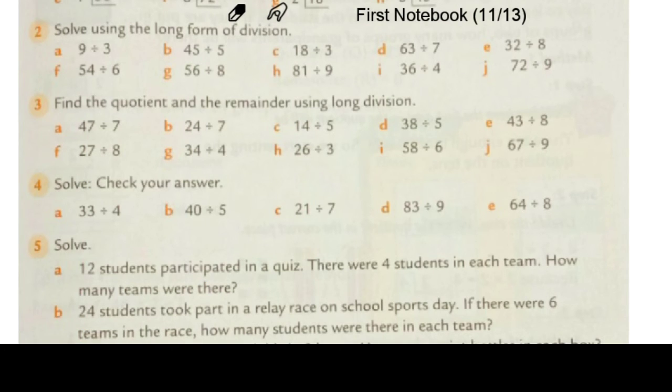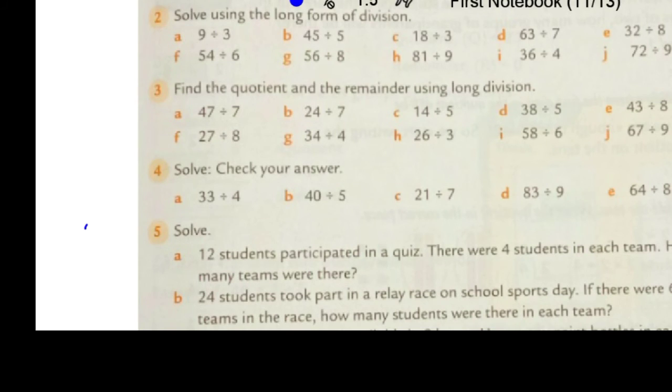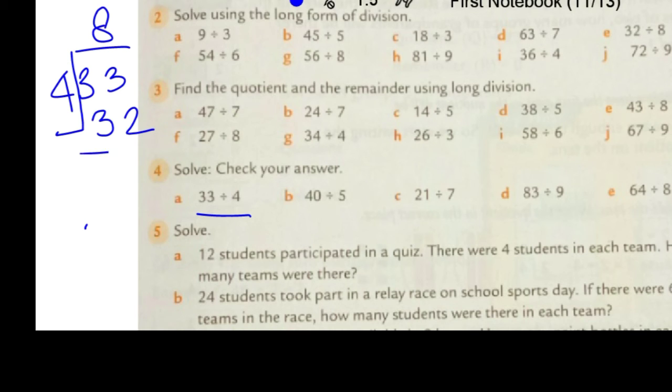This also we have learned. So we have to solve and check our answers. Let's do it. 33 divided by 4. Now, how many times can we divide? 8 times. 4 8s are 32, because 4 9s are 36, which cannot be subtracted from 33. So when we subtract this, we get our remainder 1 and quotient 8.